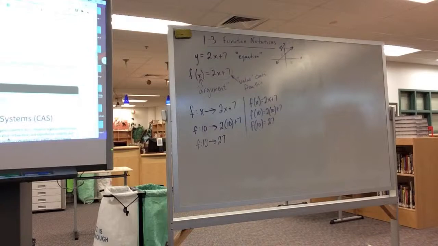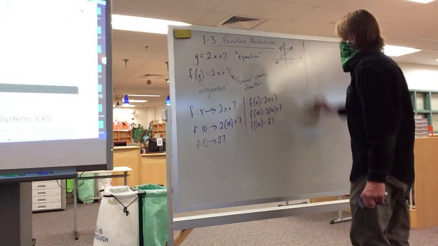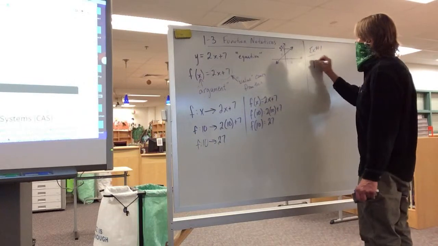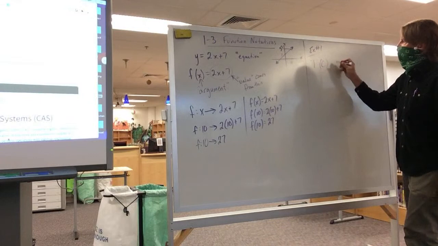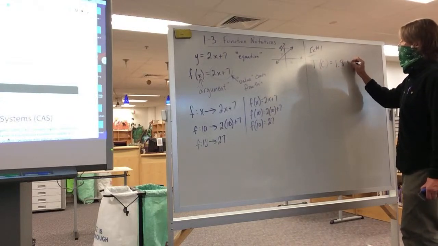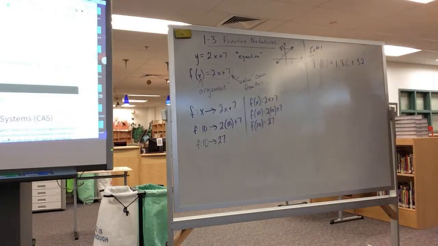So here's one. If we use this function for the first example, they say there's a function t that, when evaluated at c, equals 1.8c plus 32. So that's how we take Celsius and change it into Fahrenheit.